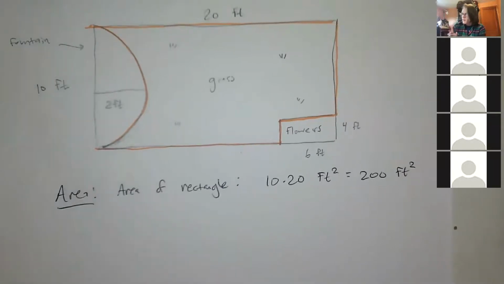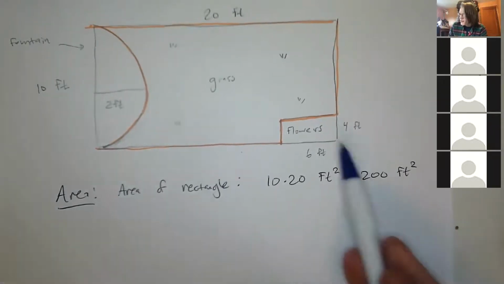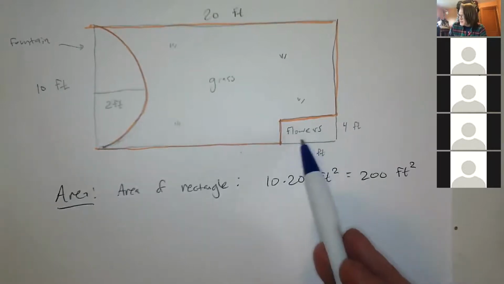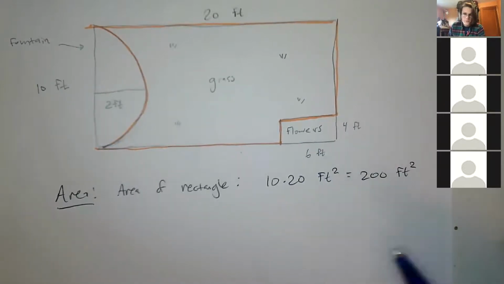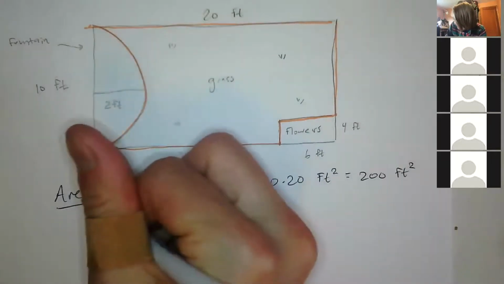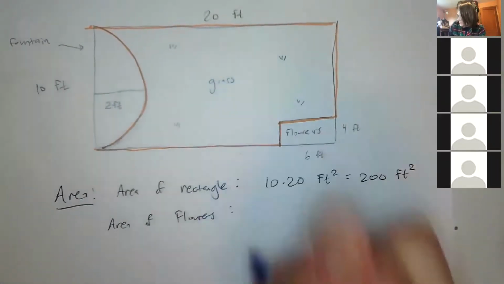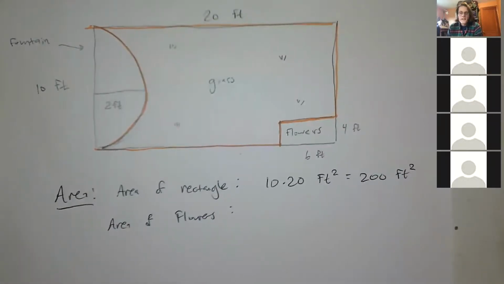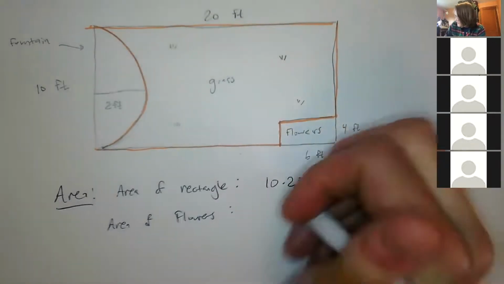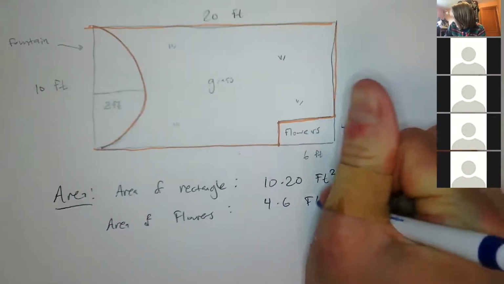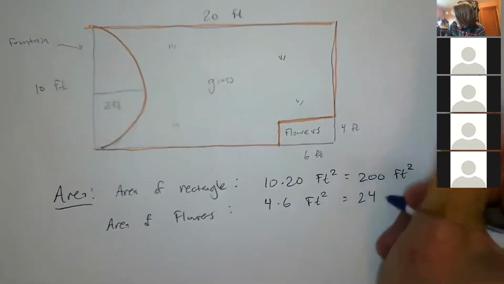So next, I want to subtract off things, right? I don't want this flower garden. The flower garden on its own is another rectangle, so I can compute that. So area of flowers. And as I said earlier, label things. If you wanted to, you could label these A1, A2, A3, or something like that. I'm just going to call them what they are, like area of big rectangle, area of flowers, but you can be as precise as you want. So this is 4 times 6 feet squared. That's just 24 feet squared.